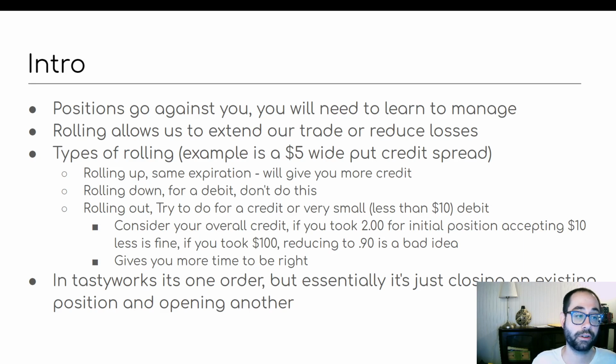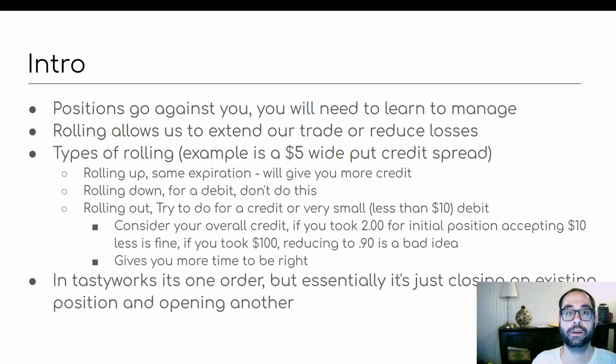For this put credit spread, we could roll it down, and that would cost a debit. So we don't want to do this. That's specifically on the same expiration. The reason we don't want to do that is because it takes our position and it sort of just degrades the value. It reduces your net credit overall. And I get into that in a second here. So I'll just move on to the next one, which is rolling out.